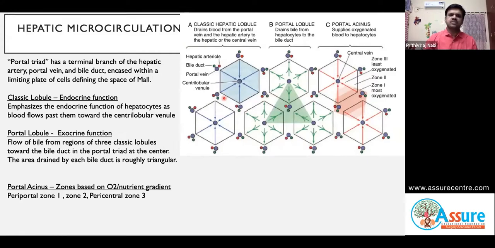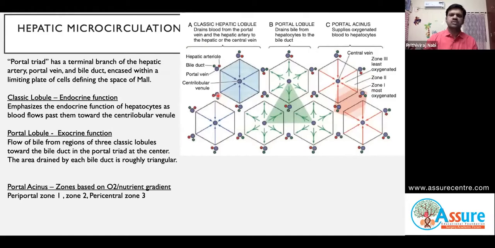Coming to the classic lobule model, it is based on emphasis on the endocrine function. It emphasizes the endocrine function of the hepatocytes as the blood flows past them towards the central lobular venule from the portal triad.